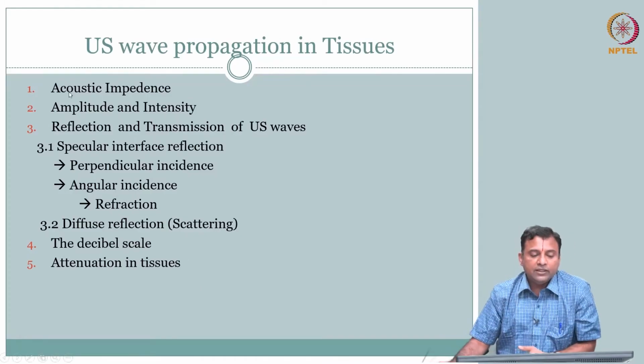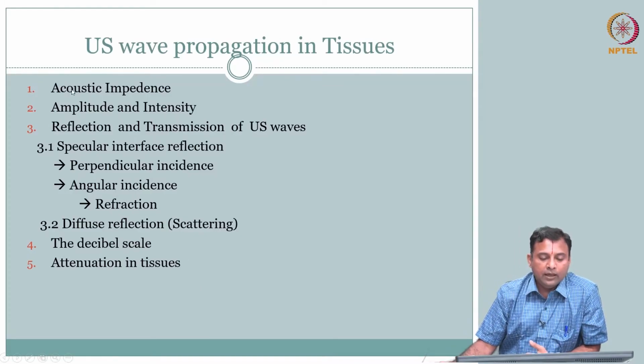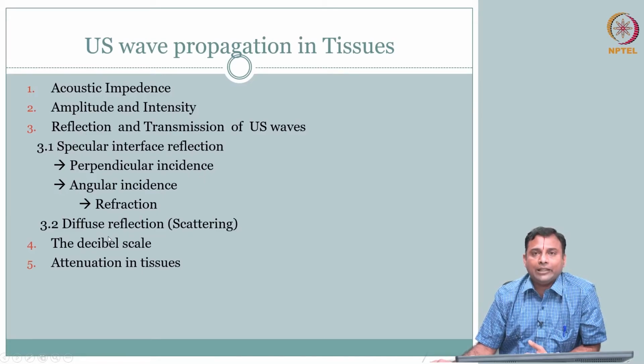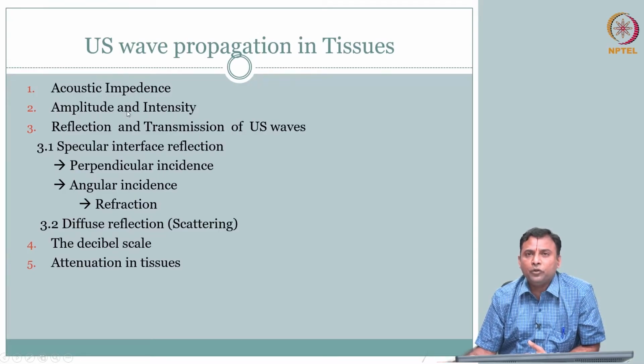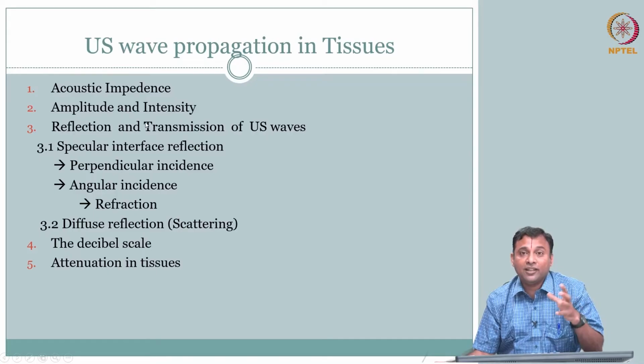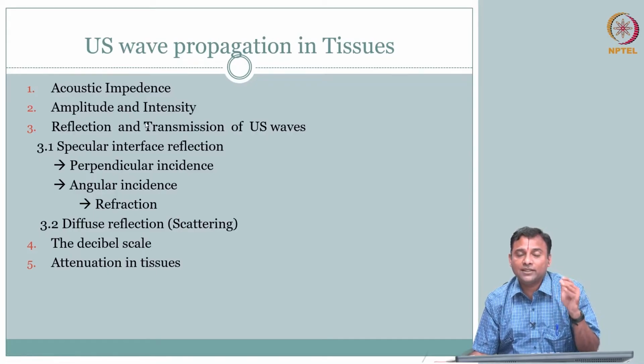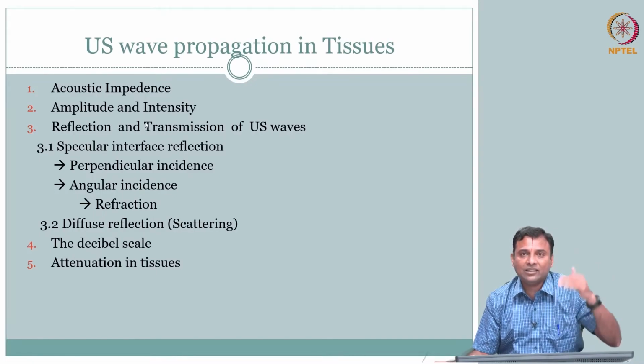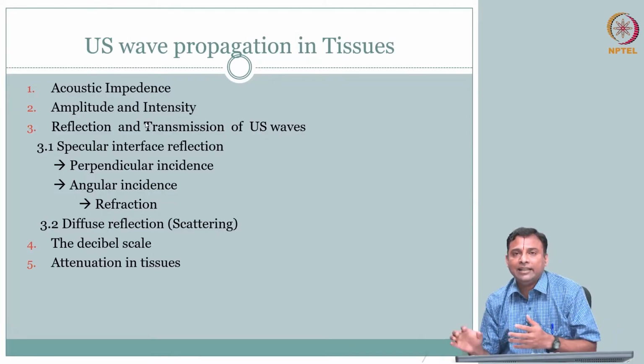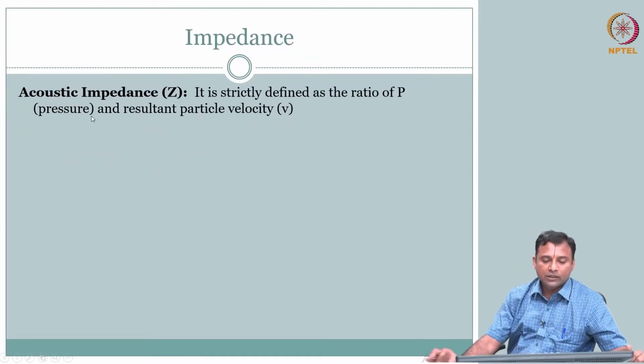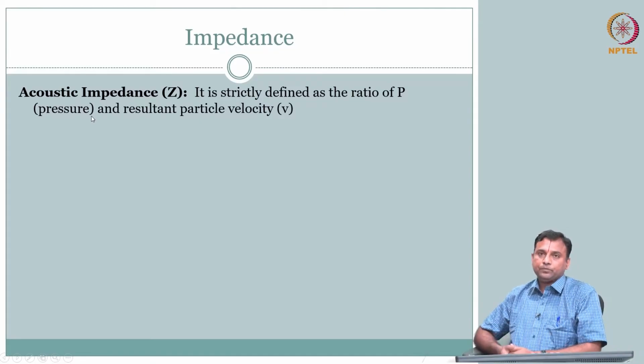So, we will first introduce a couple of terminologies, and then we will talk about the interactions. We will start with the impedance, and then amplitude, intensity. Remember, very similar to how we covered X-ray also. First the flux, photon flux, fluence, intensity, that is how we defined, and then we use that in our interaction. Similar thing we will do here. First is your acoustic impedance.